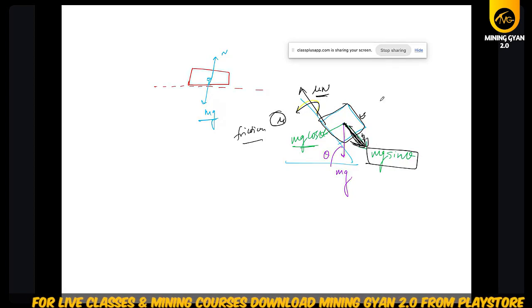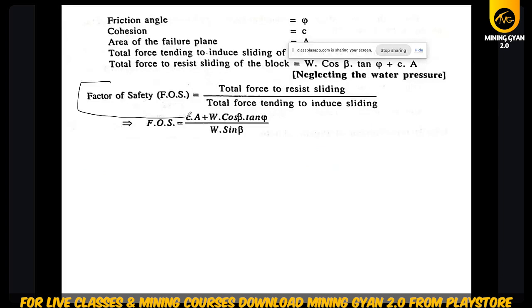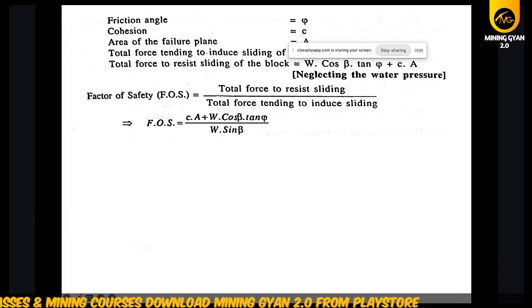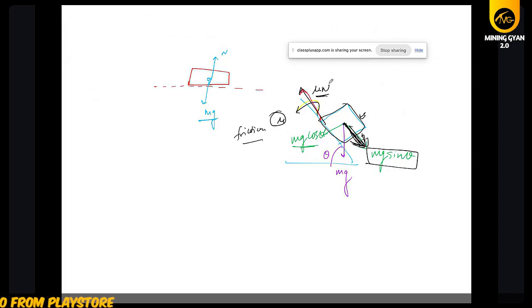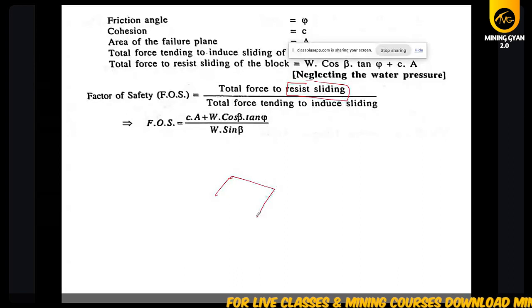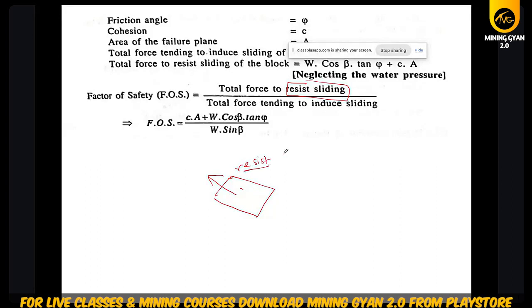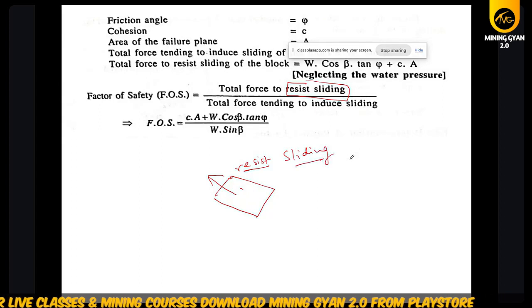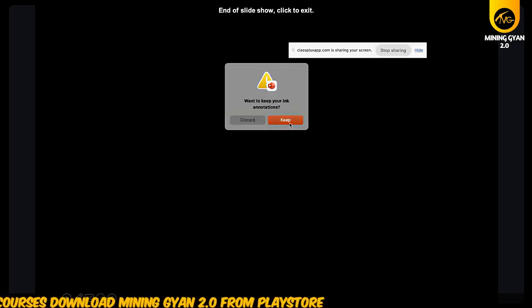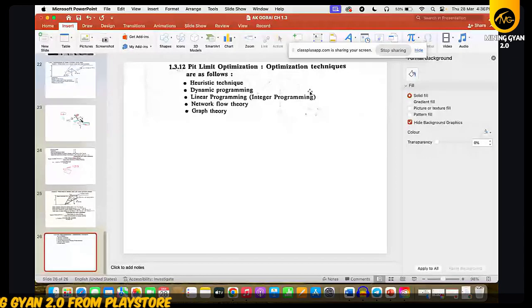so what is the factor of safety? Factor of safety means total resisting force over total sliding force. Suppose that was the body. The resisting force is mu into N, and the sliding force is mg sin theta. So total resisting force means which force is stopping that body from falling down. That is the resisting force, resisting sliding. And the total force tending to induce sliding is what induces it to fall down.